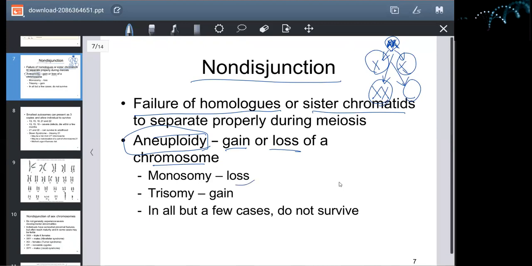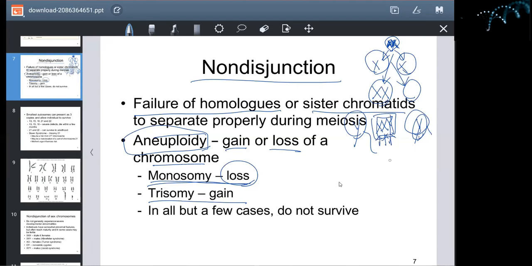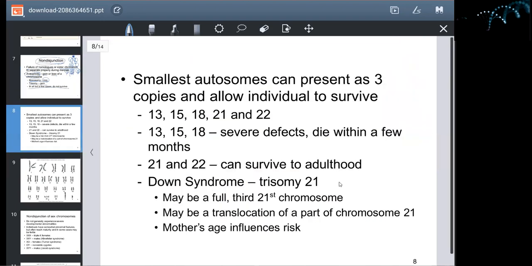If you have gained one, then, for example, this egg matched with a Y chromosome will lead to XXY. This egg without any sex chromosome will lead to only Y. When you just have one of the pair, then you're called monosomy. If you have gained something, then you're called trisomy, because now you have 1, 2, 3 as opposed to 2, when every single time you should have a pair. In most cases, nondisjunction doesn't result in viable zygotes, and then you will have something called miscarriages.